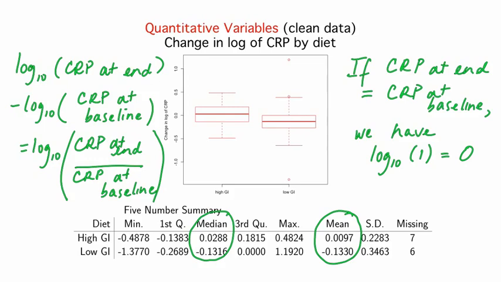Lower CRP is good. It means less inflammation. So here we seem to have an indication that the low glycemic index diet is having a beneficial effect that we don't see in the high glycemic index diet. And we'll want to see if that is statistically significant. One more thing to note before we leave these plots. There is both a large and a small outlier for the change in the log of CRP for the low GI diet. Later on, we'll investigate the effects of these two observations.